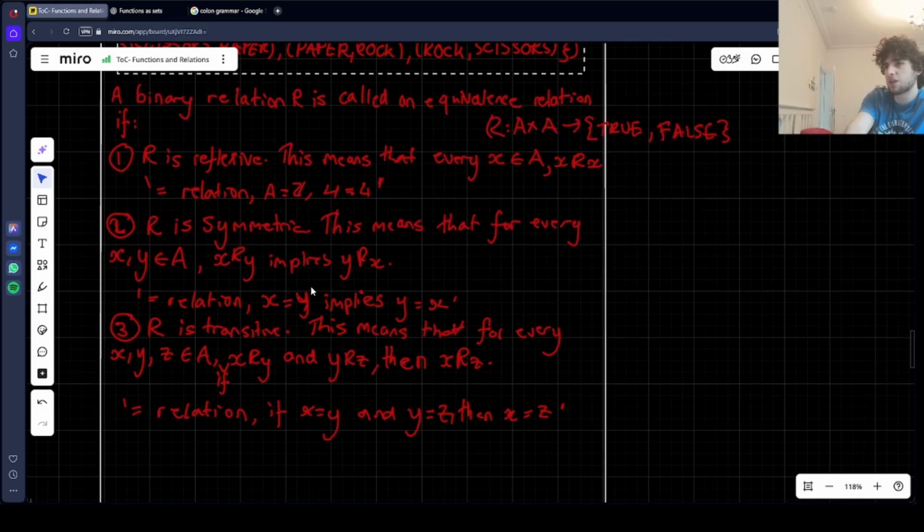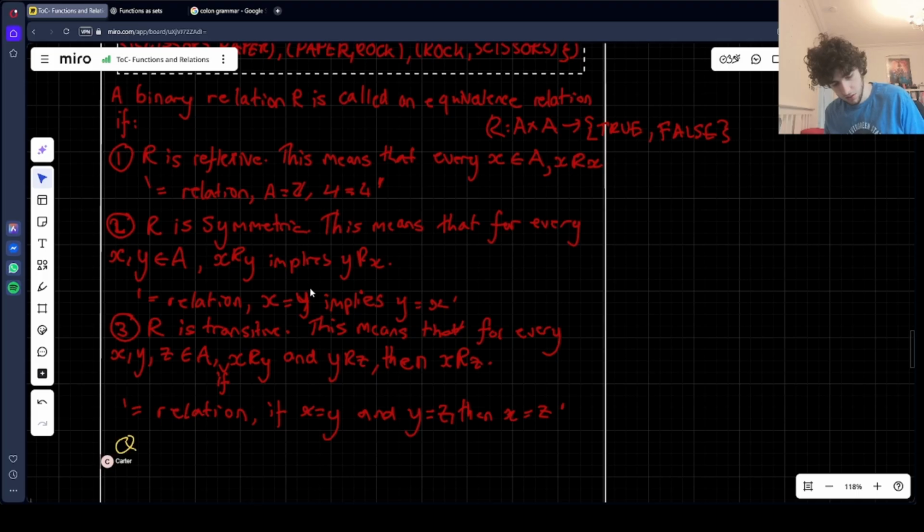Equals is a binary relation. You have to input an ordered pair, and obviously the output will be true or false: true if they're equal, false if they're not. And obviously it satisfies all of these properties. So it's reflexive, symmetric, and it's transitive. Okay. So now let's go through one last example before finishing, which is effectively just a question.